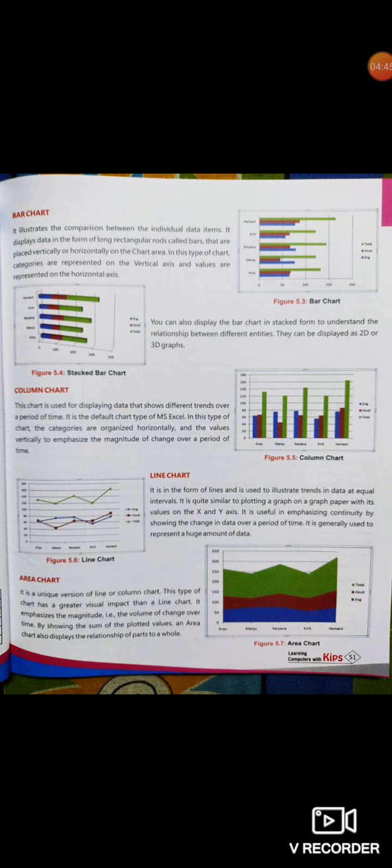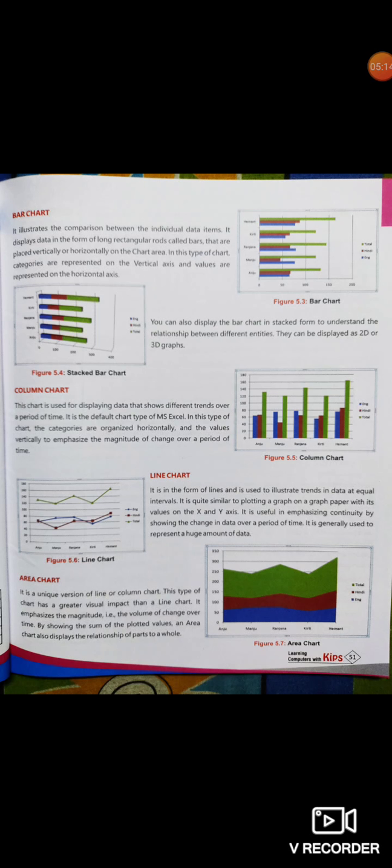In column chart the categories are organized horizontally and the values are organized vertically to emphasize the magnitude of change over a period of time. After column chart there comes line chart. What is line chart? It is in the form of lines and is used to illustrate trends in data at equal intervals. It is quite similar to plotting a graph on graph paper with its values on x-axis and y-axis.